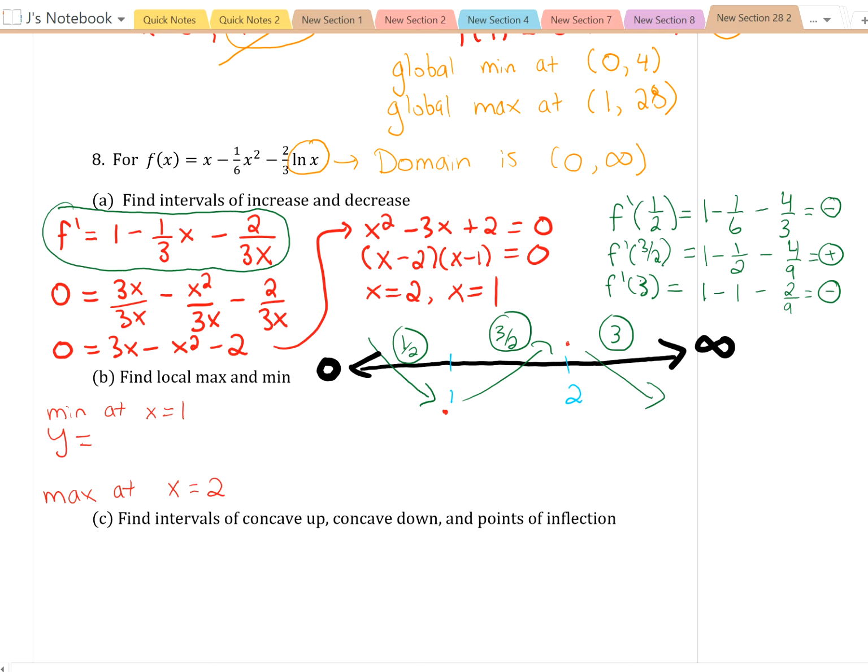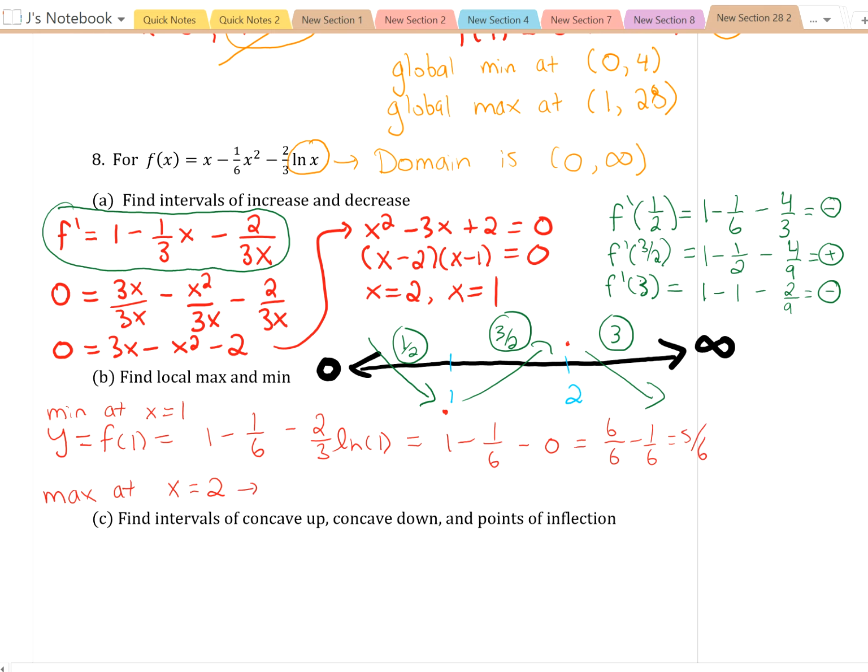Y is equal to, you plug into the original function, f evaluated at 1, that's going to be 1 minus 1 over 6 minus 2 over 3 times the ln of 1. Ln of 1 is 0, so 1 minus 1 over 6 minus 0. That's 6 over 6 minus 1 over 6, which is 5 over 6.